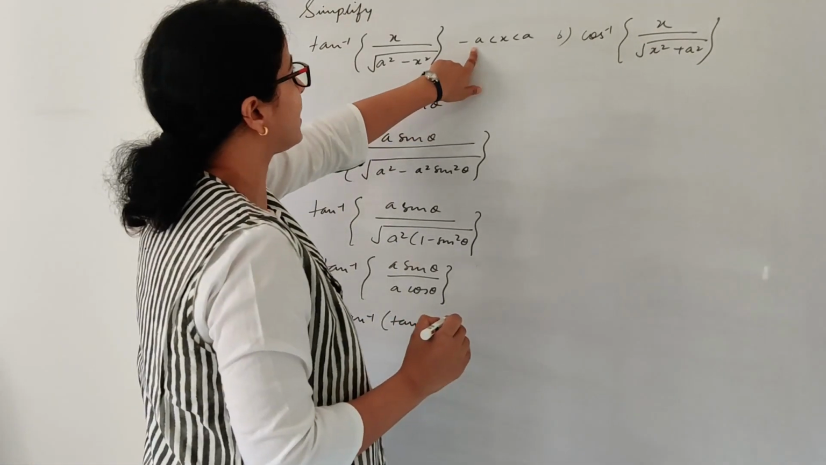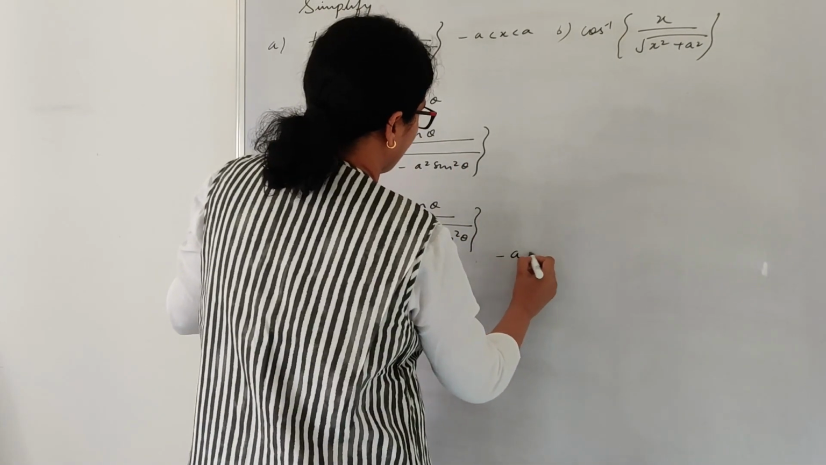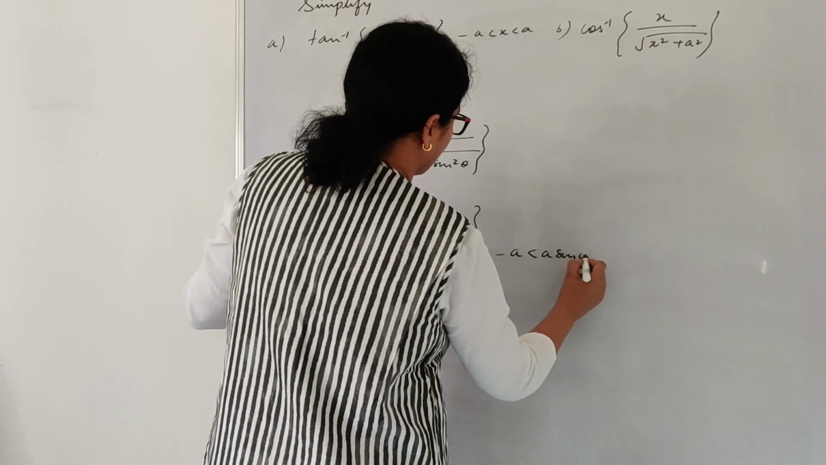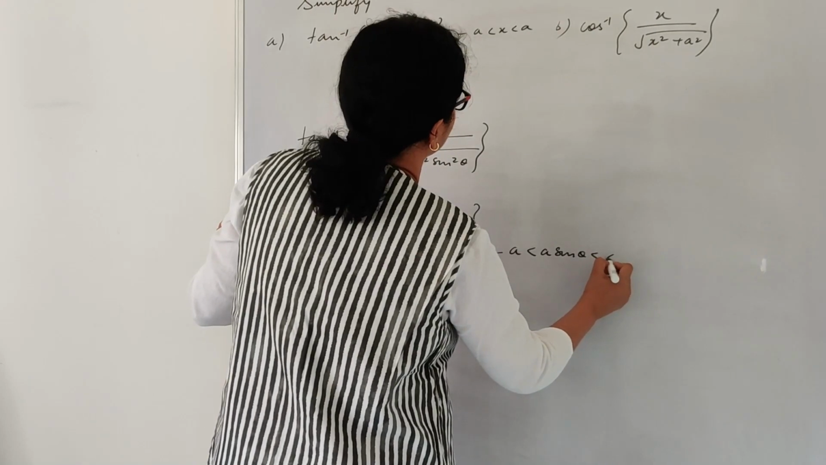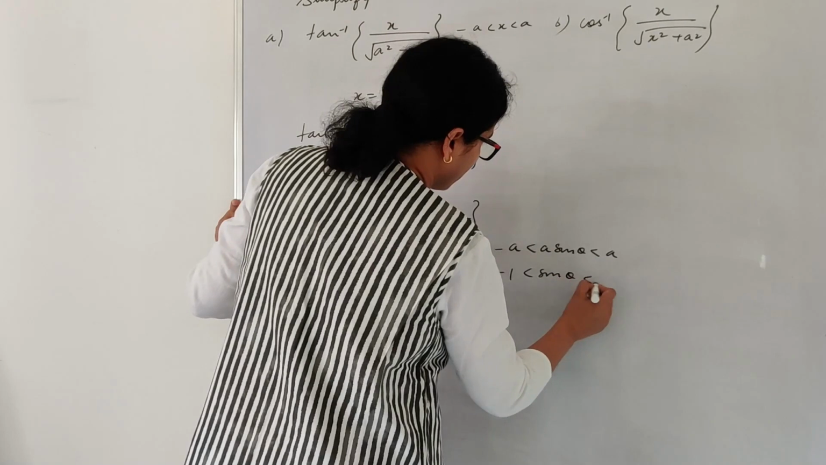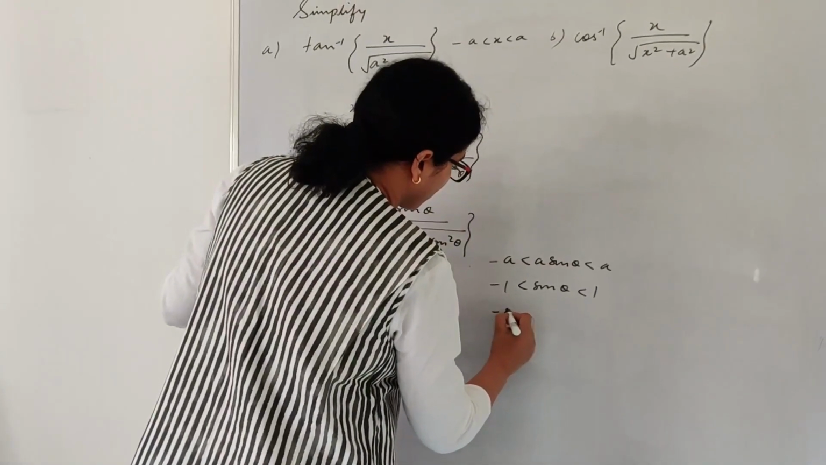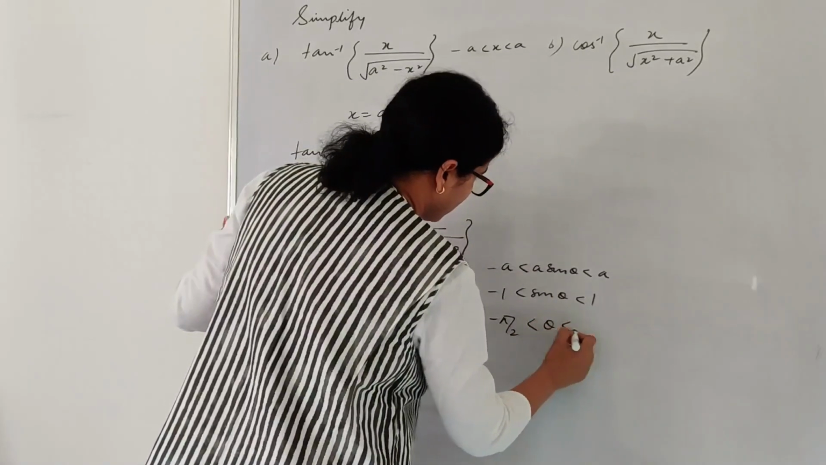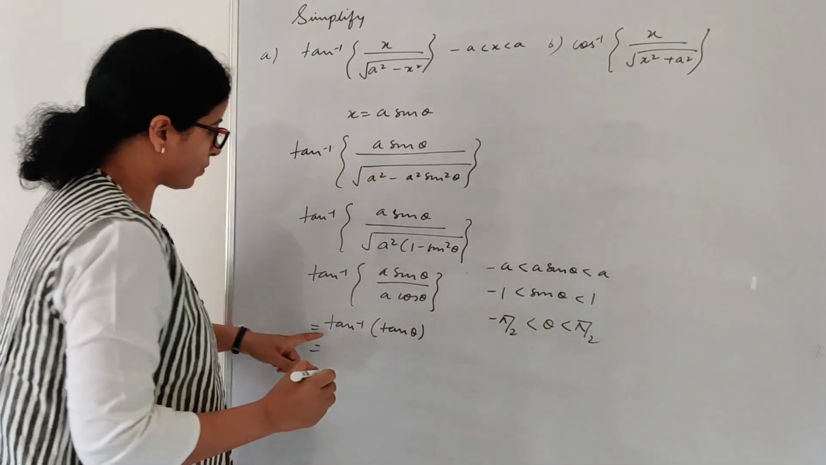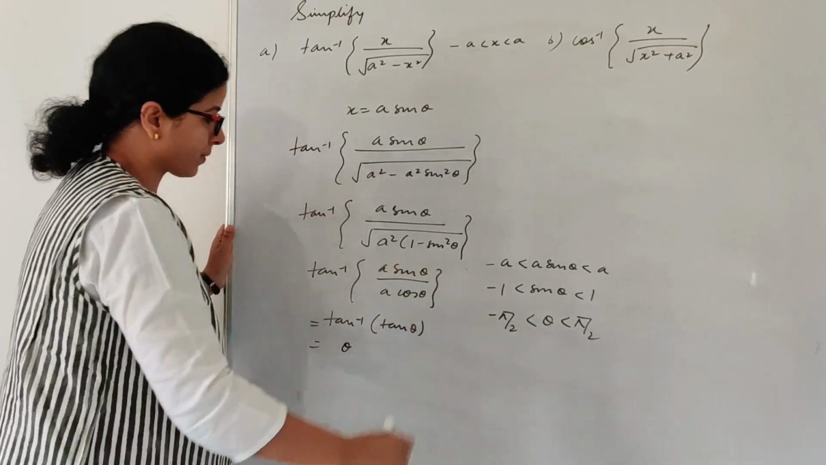So now since it lies between the range, check here. It is minus a ≤ a sin theta ≤ a, right? So minus 1 ≤ sin theta ≤ 1. It means theta lies between minus pi by 2 and pi by 2. Correct? Which is the range of my tan inverse, so I can directly write here theta.